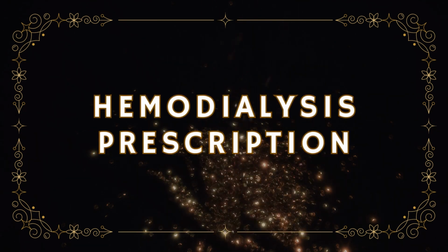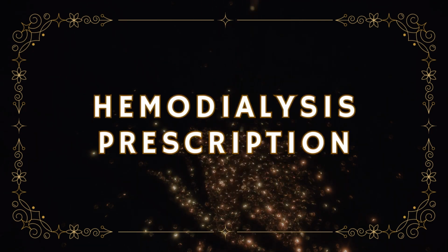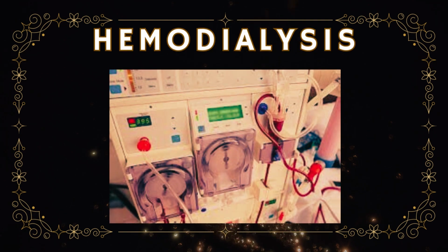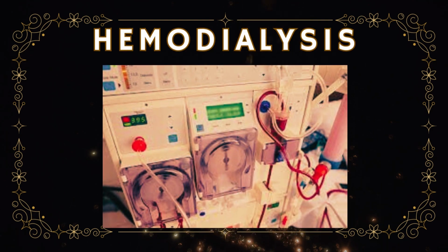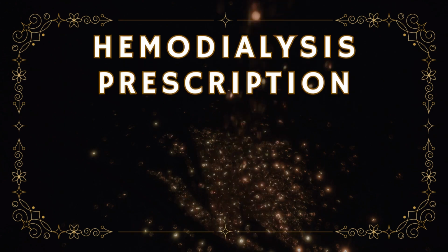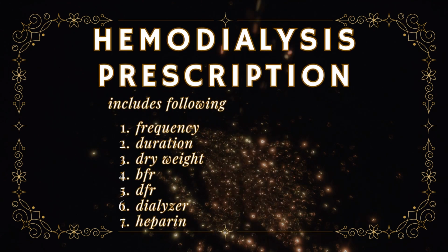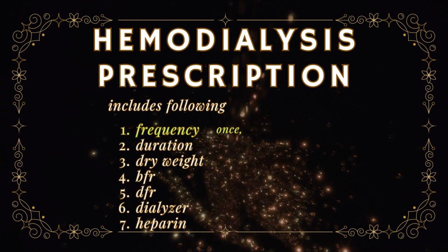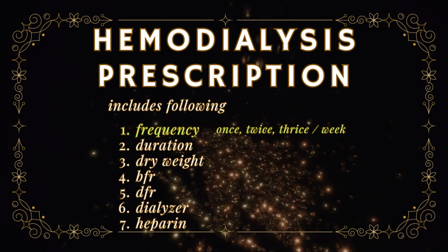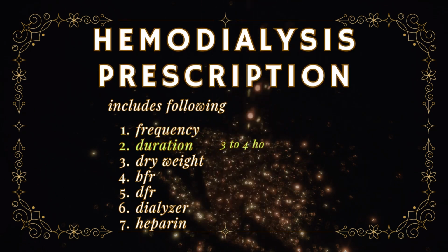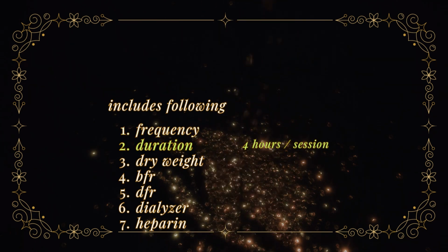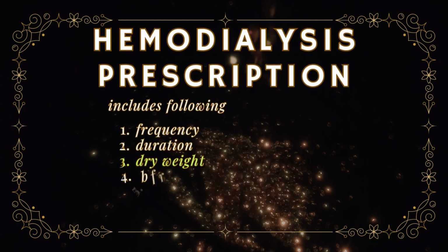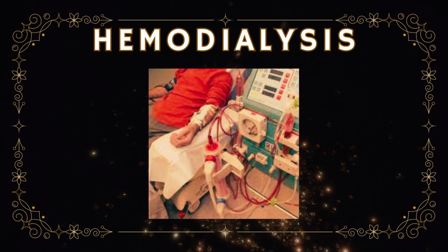Dialysis prescription is the settings of dialysis prescribed by the physician to the patient. It varies from patient to patient and is different for each patient. It includes frequency of dialysis, which could be once, twice or thrice per week. Duration of dialysis, which is mostly 3 to 4 hours per session. Dry weight is the weight of the patient after removal of the excess fluid from the body, at which the patient is not symptomatic.